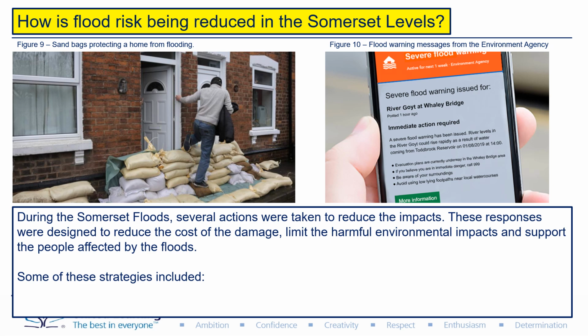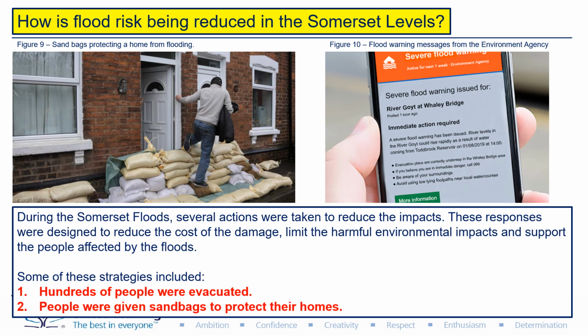There's different strategies used. Hundreds of people were evacuated. This meant people were out of harm's way of the flood, therefore less people died or were injured. People were given sandbags to protect their homes, so you can see in figure 9 that sandbags are placed in front of doorways. This means that any flood water could not enter the lower levels of houses, which means there is a lower economic damage from the flood.